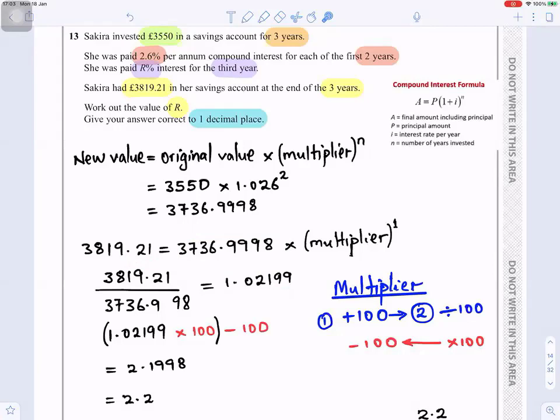Now, to get that percentage, you do the reverse process of the multiplier. For the multiplier, you add 100 and you divide by 100. Coming backwards, instead you times by 100 and then subtract 100. The opposite of divide is times, the opposite of add is subtract. So you take the 1.02199, you times 100 and then you minus 100. That gives you 2.1998. And to change it to one decimal place, it gives you 2.2%.